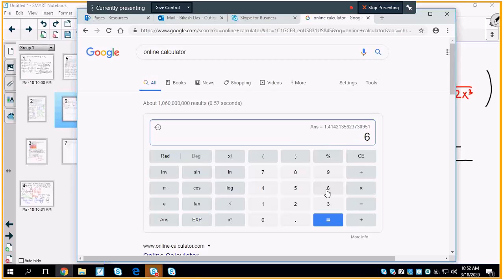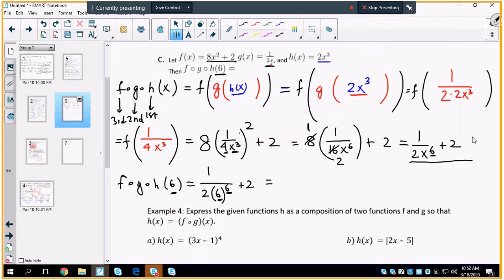6, and you are raising 6 to the power 6, so you get this number, then you times it by 2, and that should be the bottom, which is 93,312. So I go ahead and say that 1 over 93,312 plus 2 is the final answer for the composition.